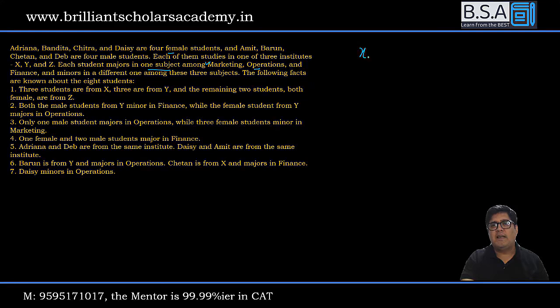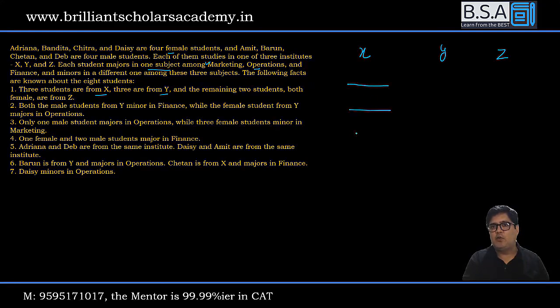So college name is X, college name is Y, college name is Z. I'm looking for 8 people to be sent to these colleges. I need to focus on their names, their gender, their major and their minors. See, I'm leaving ample space. Listen to this. 3 students are from X, 3 are from Y, and the remaining 2 students, both female, are from Z. So what I will do is I'll draw a very big line here.